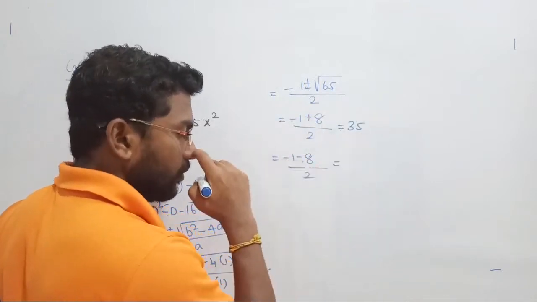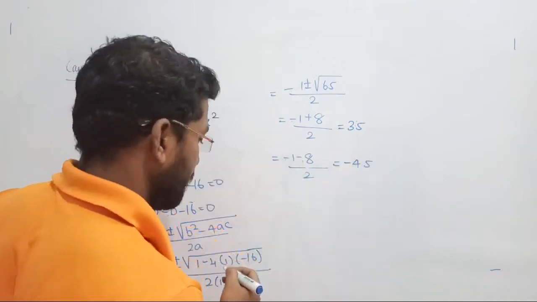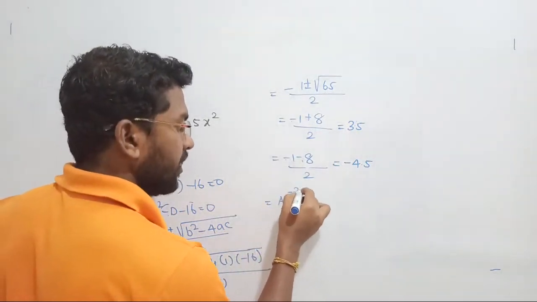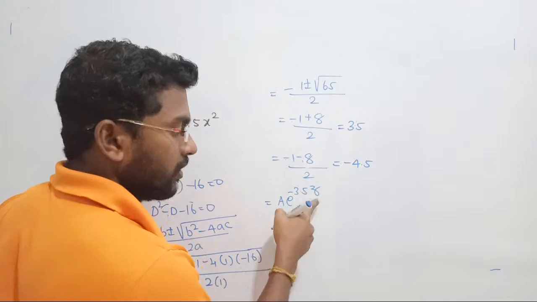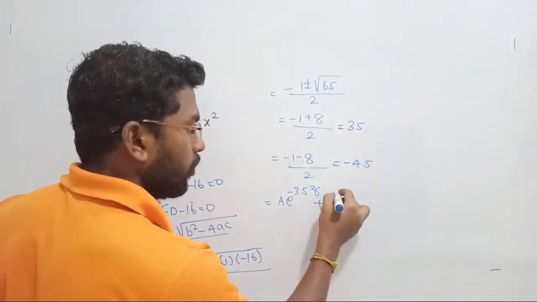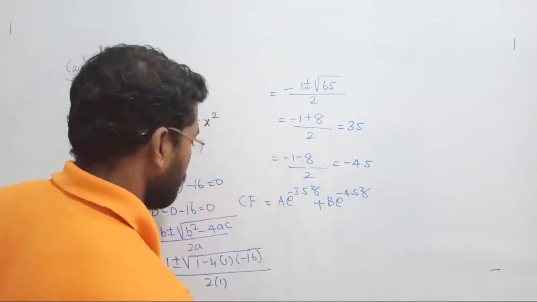Minus 8 minus 1 will become minus 9. Minus 9 by 2 will be minus 4.5. Such that your answer can be written as a into e power minus 3.5 times of z, plus b into e power minus 4.5 times of z. Clear? That is the complementary function.